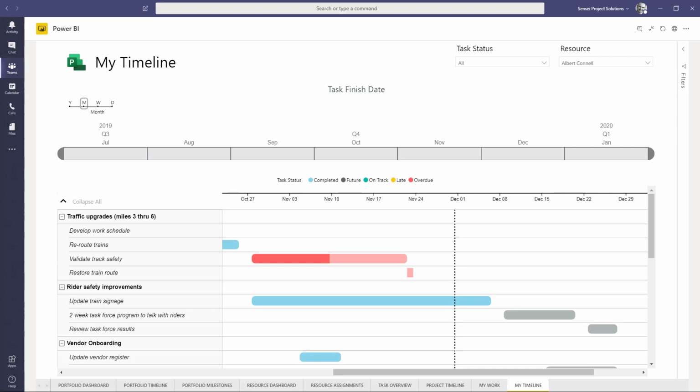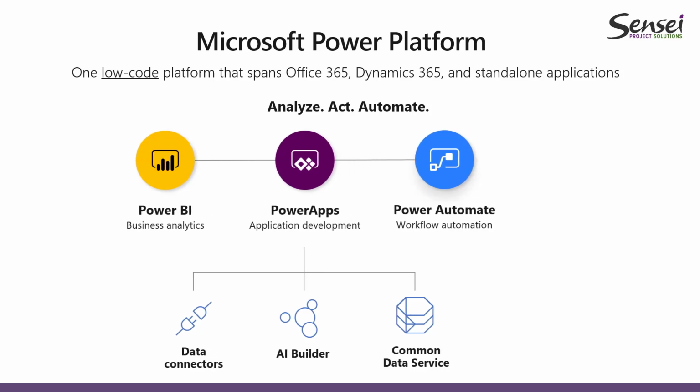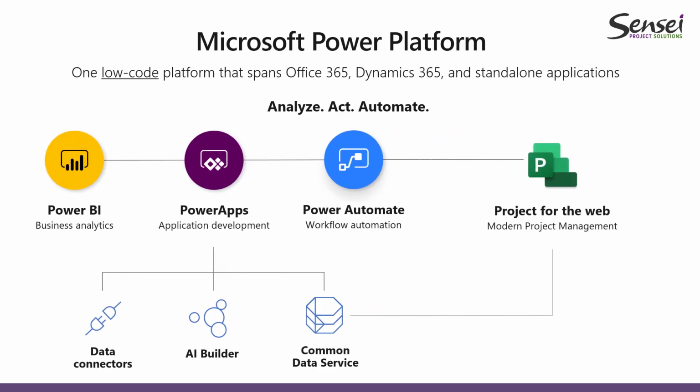Project for the Web and the Power BI template from Microsoft do a really nice job of supporting the lightweight project management scenario. But the real power and the really exciting news is the underlying platform. Project for the Web is built on the Microsoft Power Platform, which means great reporting with Power BI, as we just saw, but also extensibility with Power Apps and notifications and workflow with Power Automate. And with all the data stored in the Common Data Service, we not only get great reporting, but also tight integration into the rest of the Microsoft platform.